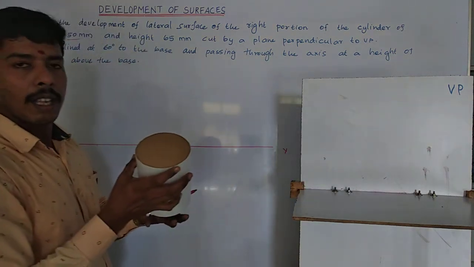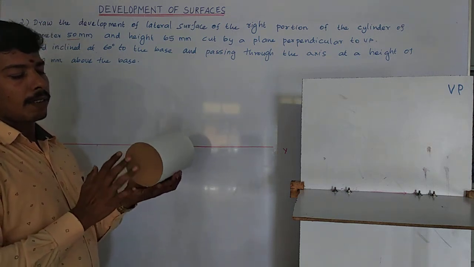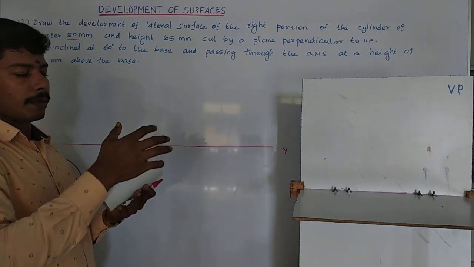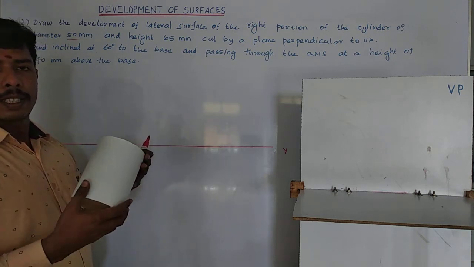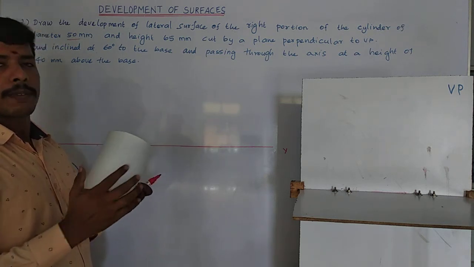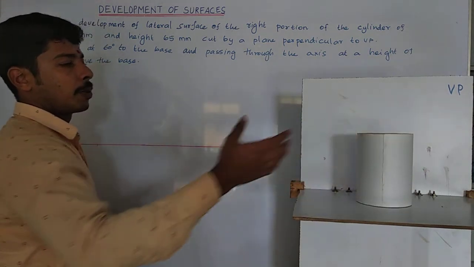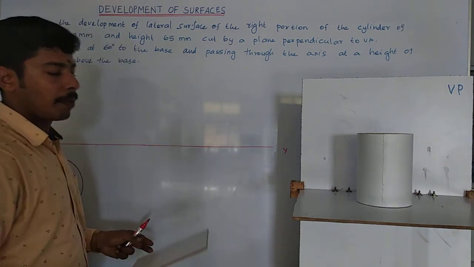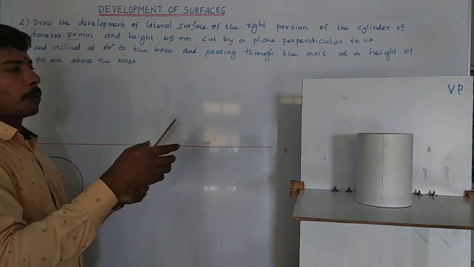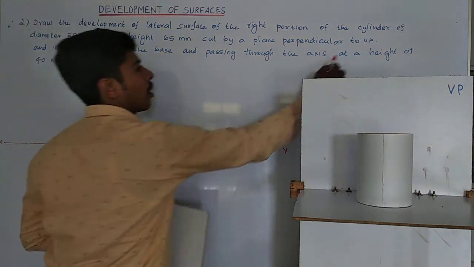Cylinder means it has two bases having circular section. Okay, circular bases, two bases, and there are no slant edges here, only curved surfaces on the lateral side. So when the cylinder is lying on HP and it is cut with a plane which is perpendicular to VP, right? Perpendicular to VP.